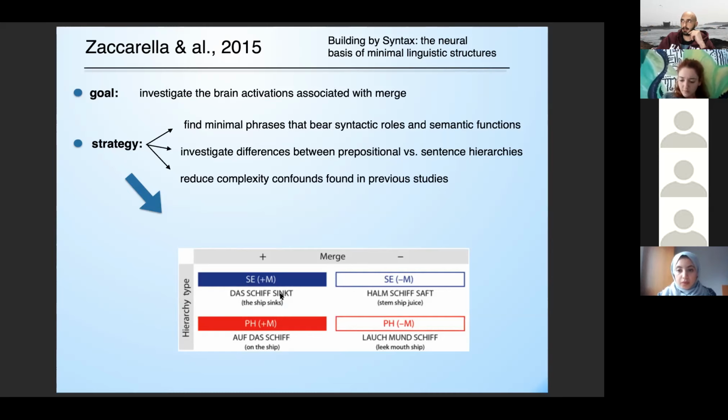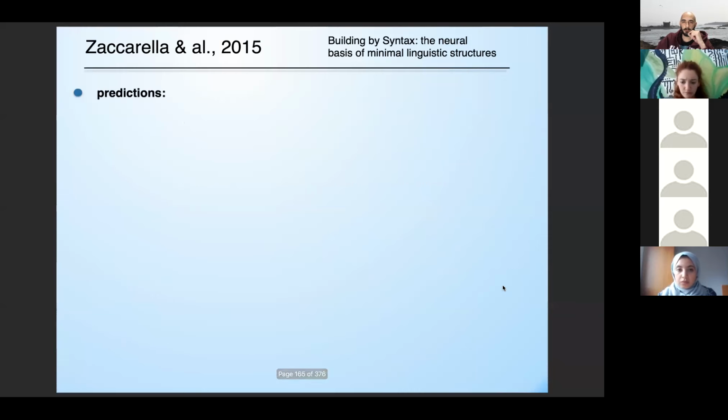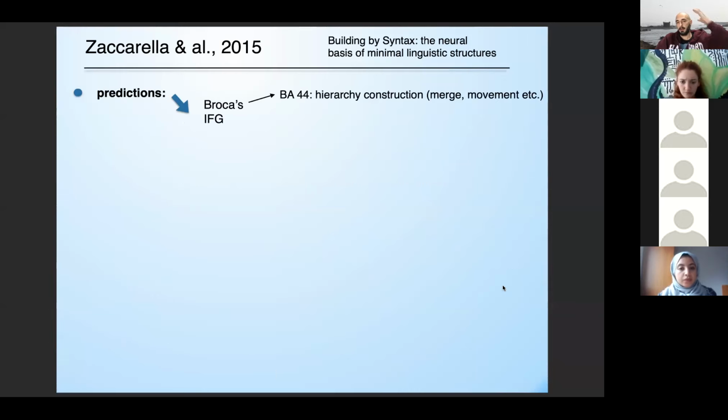Okay, so if there is no other question, yeah. So short sentences and prepositional phrases and a word list control. And the idea is that in the word list control, you want to remove any additional syntax-related activity. So you want to have this word list composed by words that cannot be merged, okay? They cannot be composed. So here's a prediction. They predicted that you should find an effect for hierarchy construction in BA44 and an effect depending on verb-level integration in BA45.